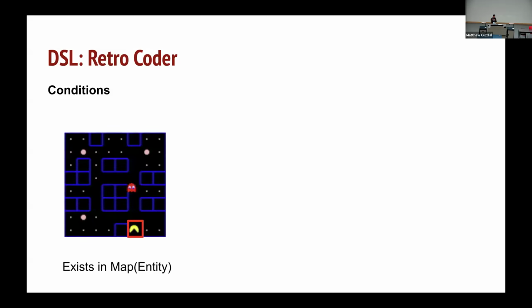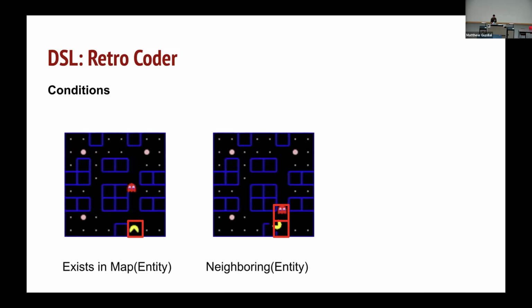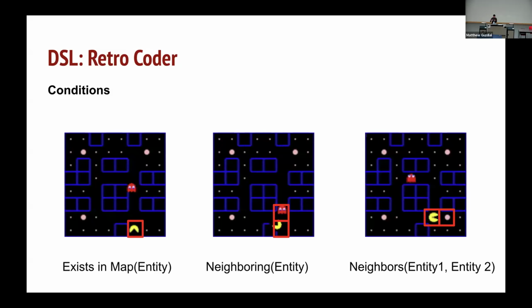So we defined our own DSL for this to narrow down the space called Retrocoder, and here are the conditions that we defined. One condition is whether an entity exists in map. For example, here you could see that Pac-Man exists in map, whether an entity neighbors some other entity, in this case, Blinky neighbors Pac-Man, or whether two other entities neighbor each other. In this case, Pac-Man neighbors a pellet.